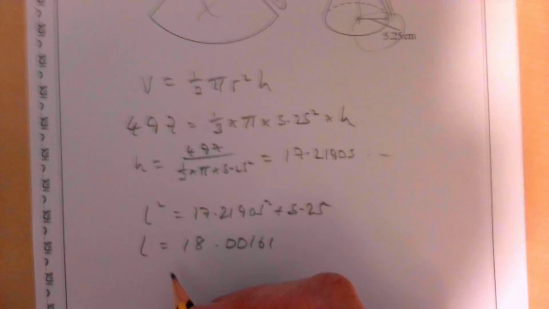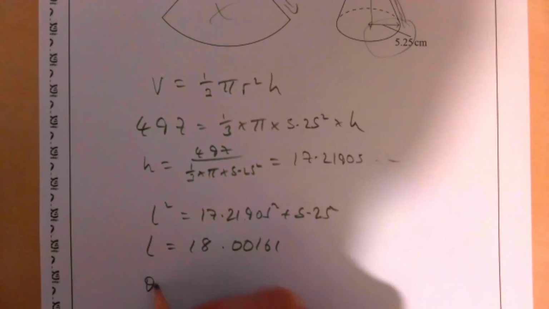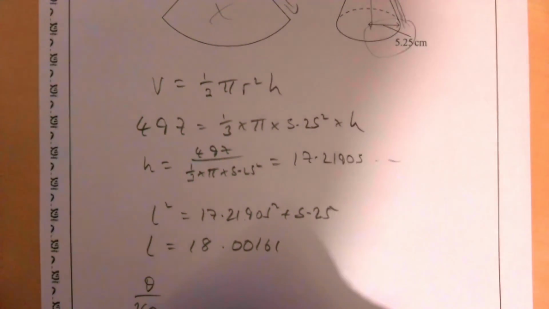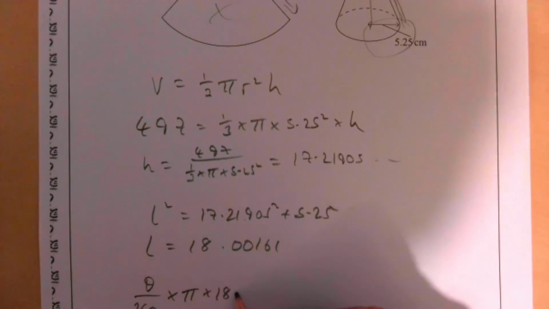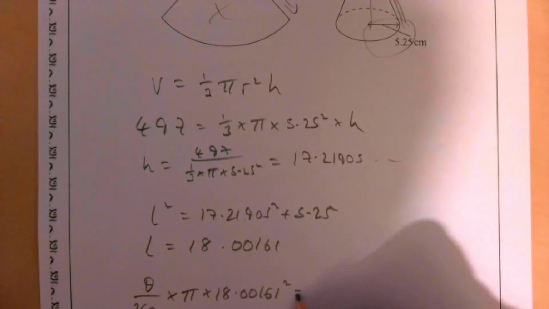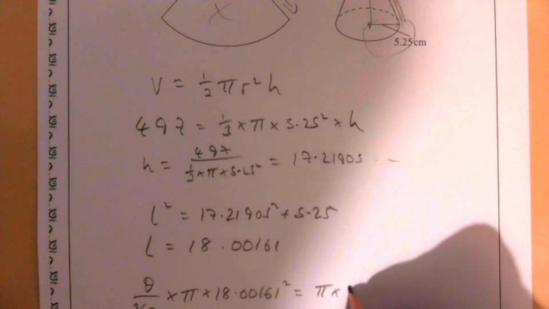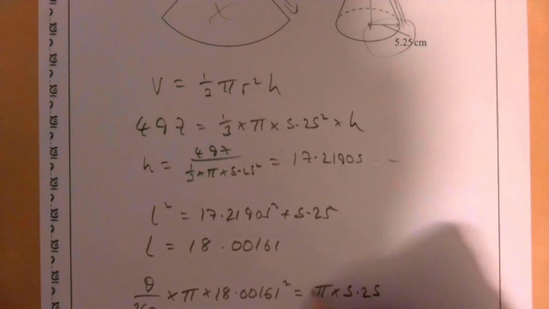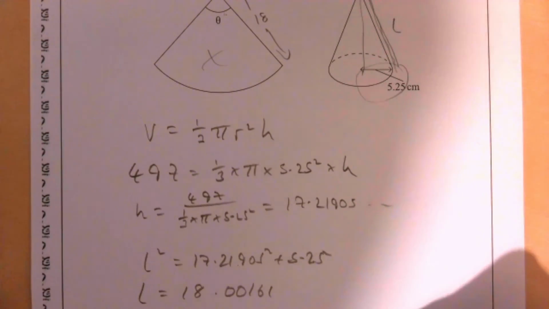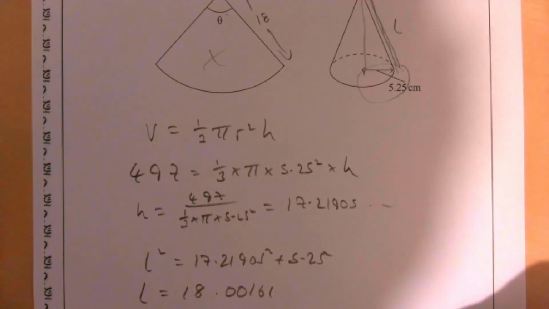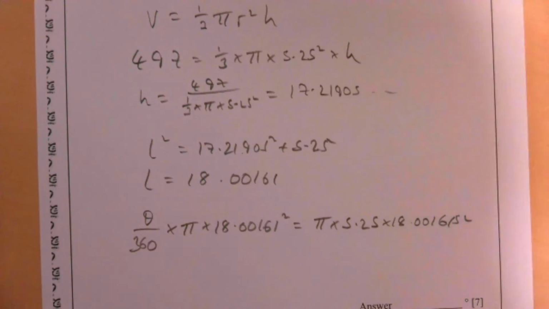So we're going to have, using our sector formula, theta over 360 times pi times r, 18.00161 squared equals pi times 5.25, because it's pi RL is obviously our curved surface area. Again, that's in your formula at the front, times 18.00161, and so we have that.